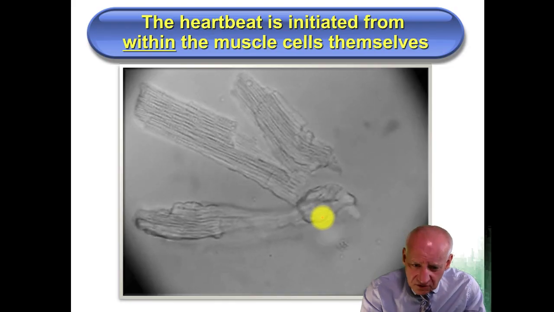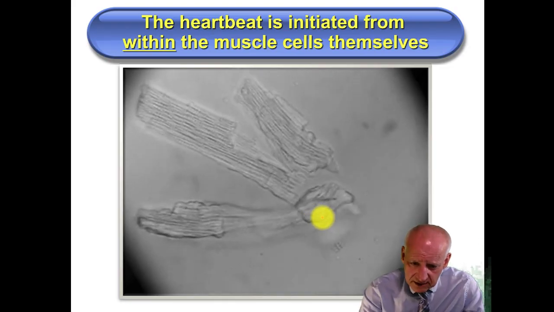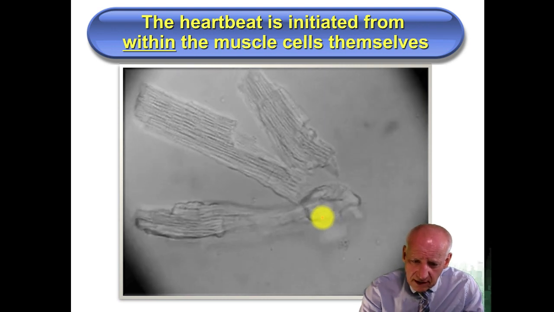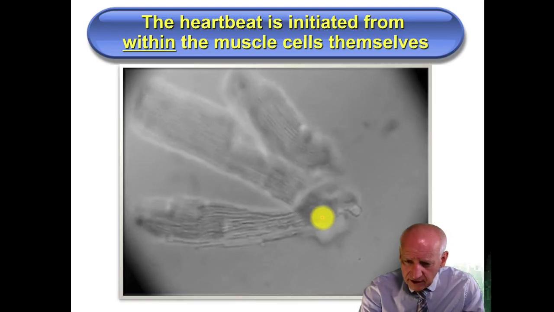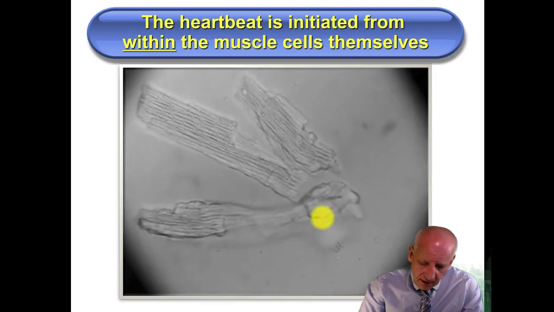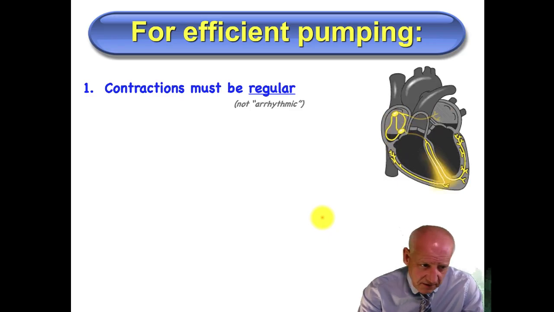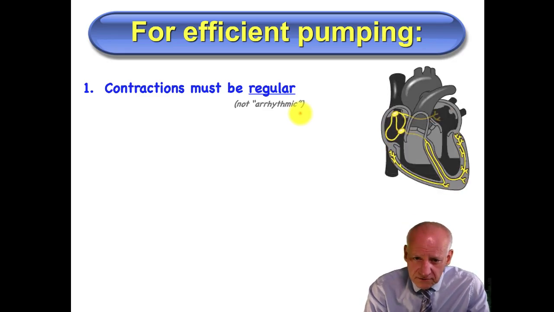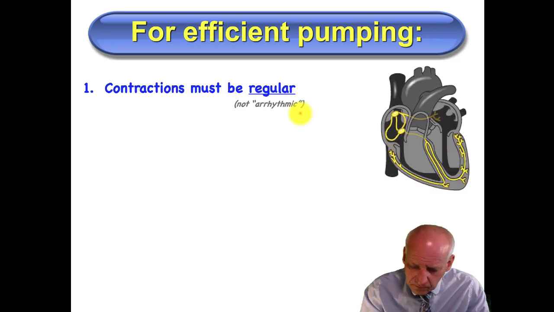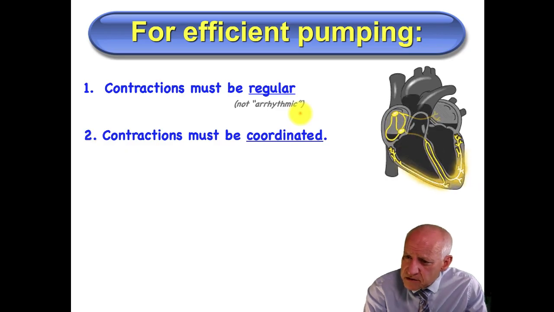So how are the contractions of the 3 billion individual cardiac myocytes coordinated to give a contraction that is coordinated in space and time? Well, in order to function efficiently as a pump, 5 conditions actually must be met. So for efficient pumping, contractions must be regular. They have to occur at regular intervals. They must not be arrhythmic. And the contractions must be coordinated not only in time but in space.